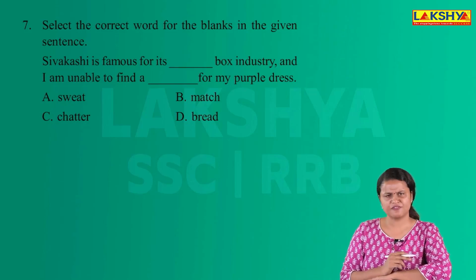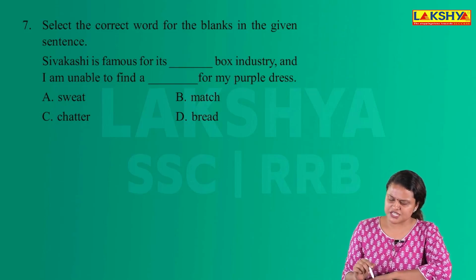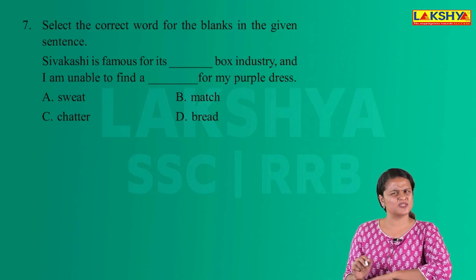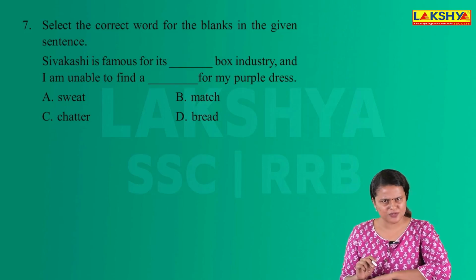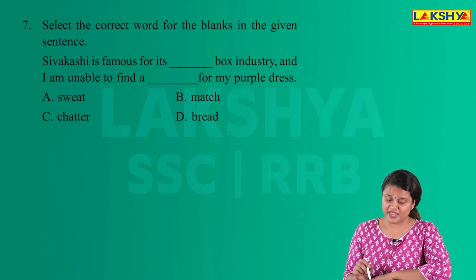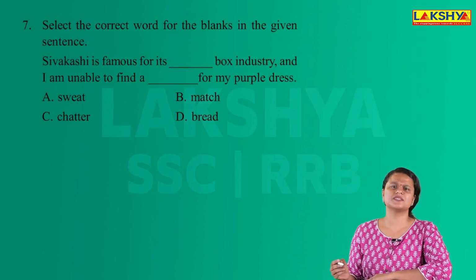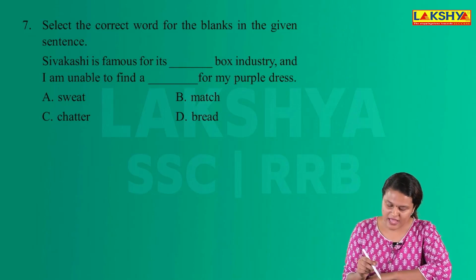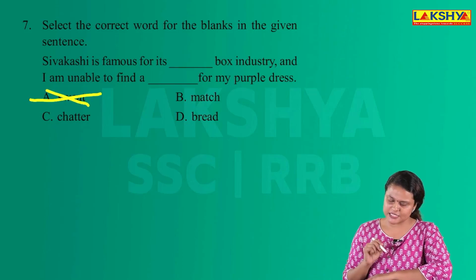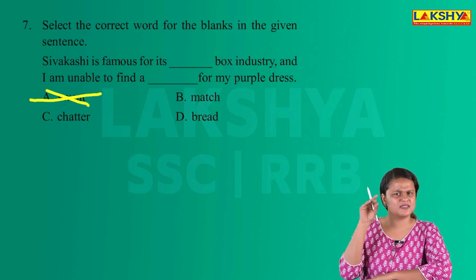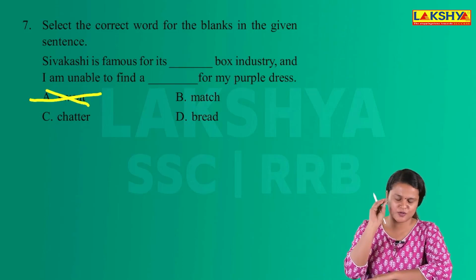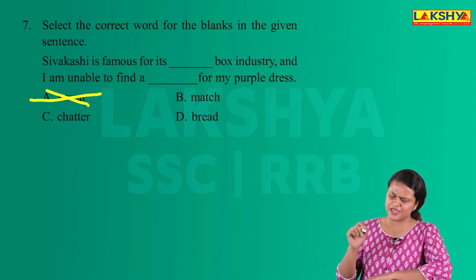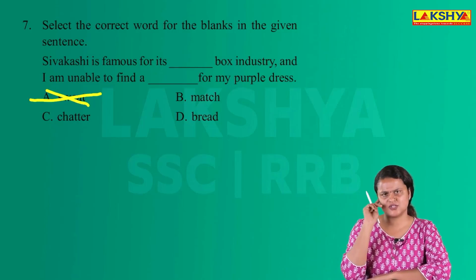What do you think? Say for example, first one, Shivakashi is famous for its sweat box factory. Doesn't really sound right. Maybe I am unable to find a sweat for my purple dress. Doesn't really have any meaning. So A is definitely not the answer. Let's look at C, chatter. Chatter means making noise, talk, small talks, things like that. Shivakashi is famous for its chatterbox industry.